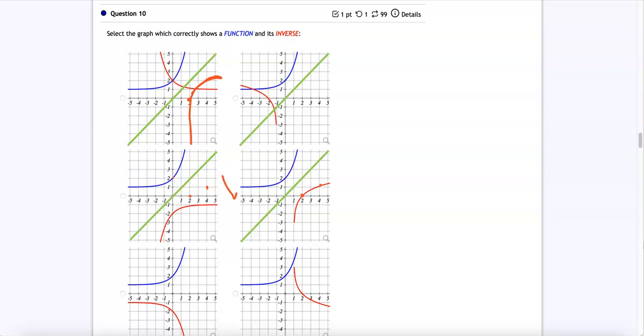And the other ones also fail. So here we do not have a mirror image. Here we do not, again, have a mirror image.